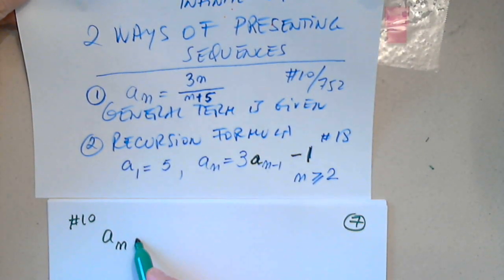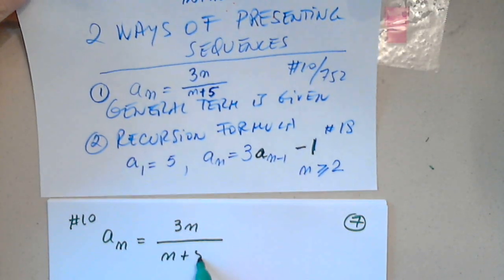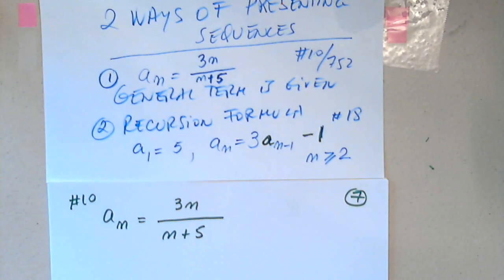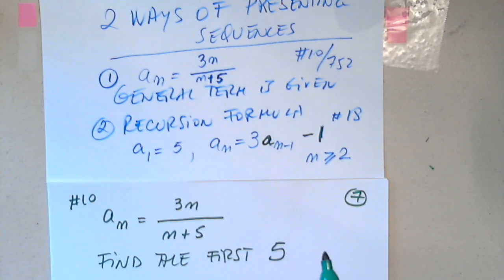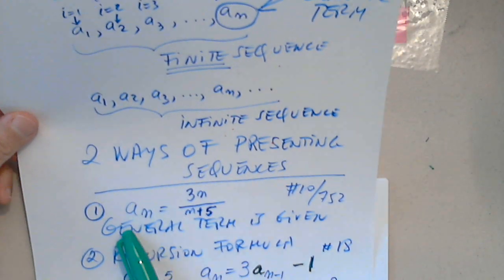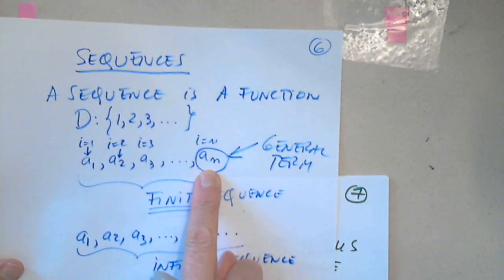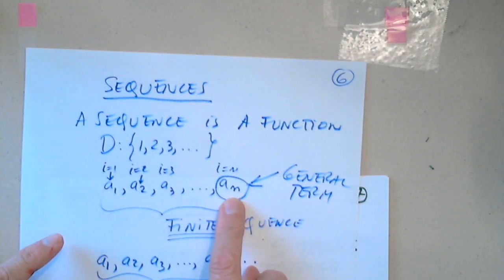In 10, we are given the general term as 3n over n plus 5. The question is asking us to find the first 5 terms of this sequence. It's given to us, the sequence in this case is given to us with a general term. Which general term? This one. How do we get this one?